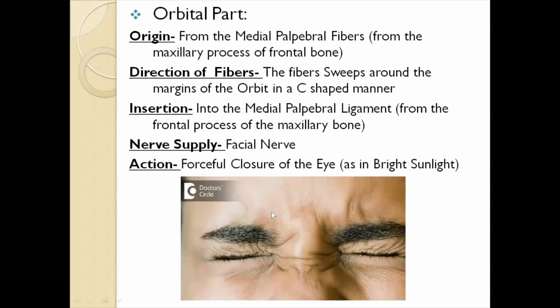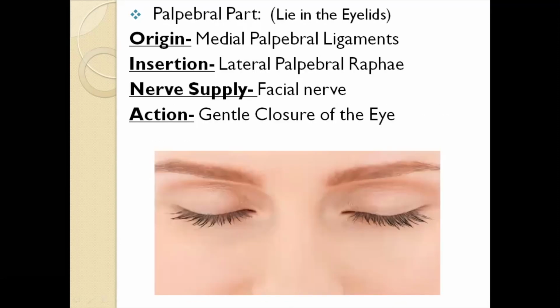You can appreciate the forceful closure of the eye in this diagram. It is well appreciated. Now, coming next to the palpebral part. The palpebral part lies mainly in the eyelids.